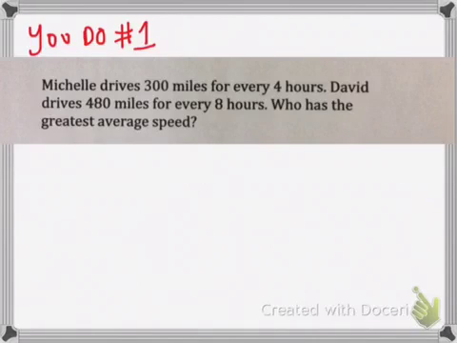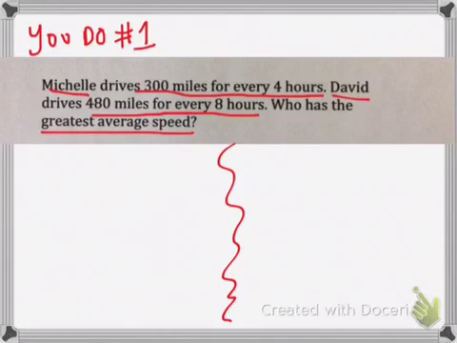So let's see how you did with you do number 1. So Michelle drives 300 miles for every 4 hours. So Michelle, 300 miles for every 4 hours. David drives 480 miles for every 8 hours. So who has the greatest average speed? So in other words, who traveled faster in 1 hour? So Michelle is going to be on my left side, David on my right side. And then again, I just simply divide.